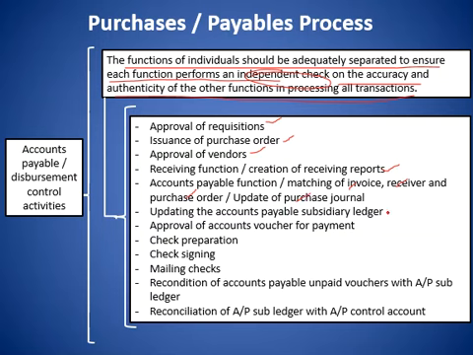Also, another function that's separated will be updating the accounts payable subsidiary ledger, then approval of the accounts voucher for payment, the check preparation, the check signing, the distribution or the mailing of the checks, and then this says recondition, but this should be reconciliation of accounts payable unpaid vouchers with the accounts payable subsidiary ledger, and also reconciliation of the accounts payable subledger with the accounts payable control account.